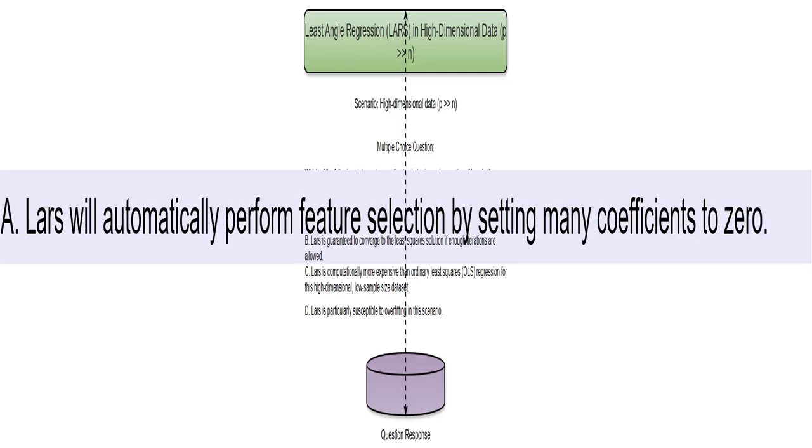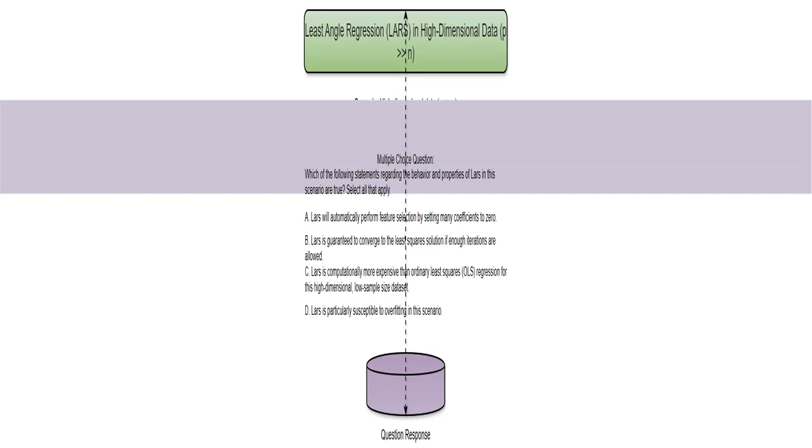I'm comparing Lars to OLS computationally. I'm focusing on the computational cost of each method. I find that Lars is generally more efficient when you have more features than samples. OLS needs to solve complex equations, while Lars adds features incrementally, making it faster for this type of dataset. I'm looking at the statements about how Lars behaves with high-dimensional data. This is a multiple-choice question testing your understanding.